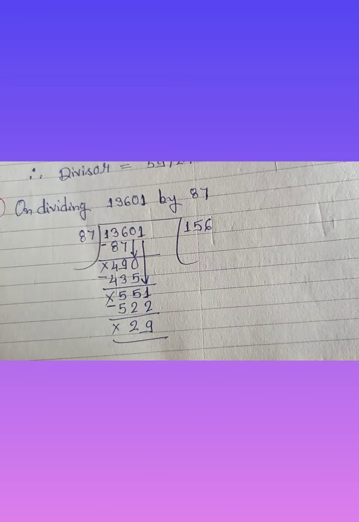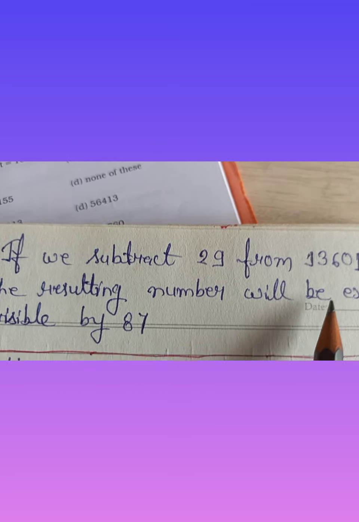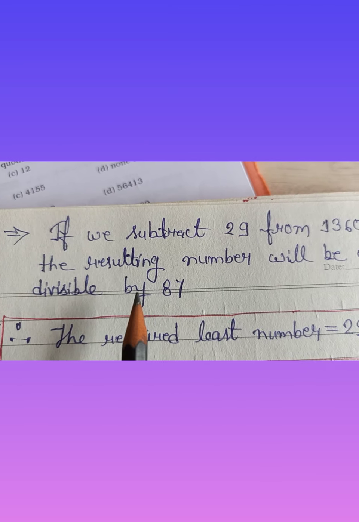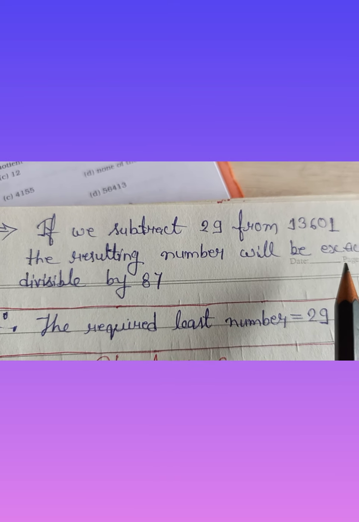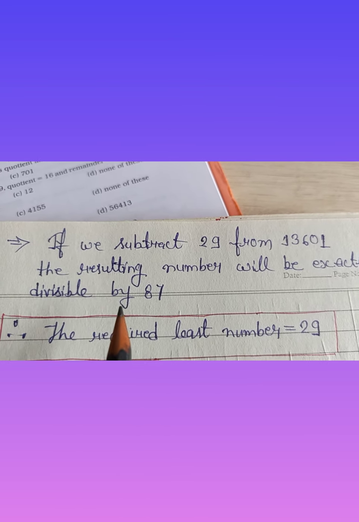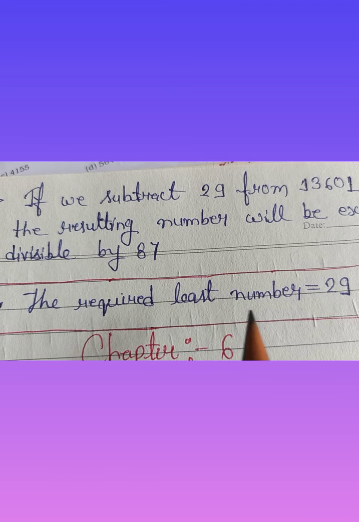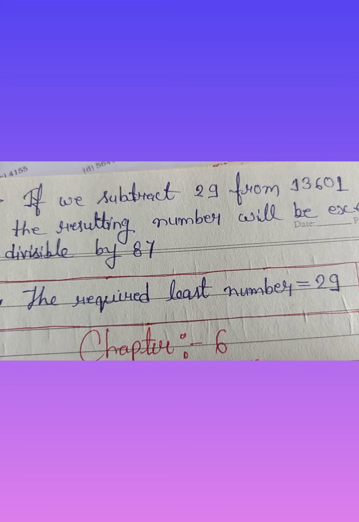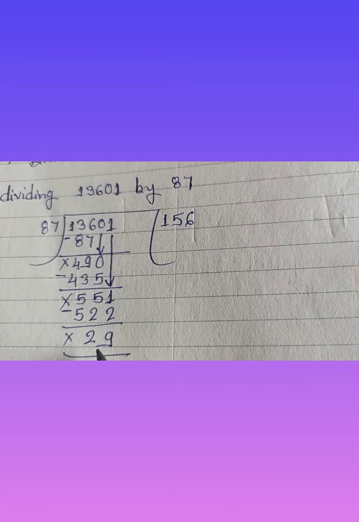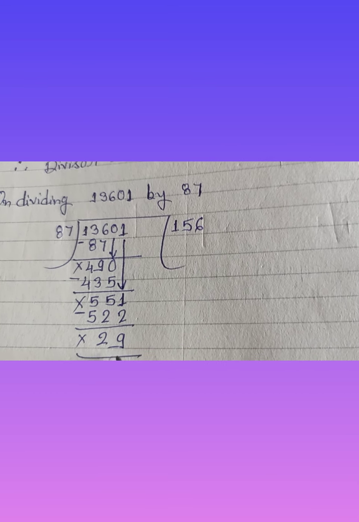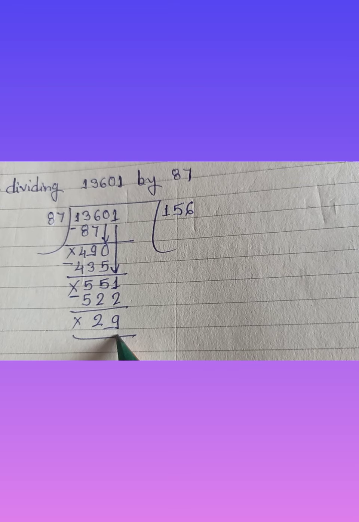So if we subtract 29 from 13,601, the resulting number will be exactly divisible by 87. So finally the required least number is 29. How does 29 come? It is the remainder that is left. That remainder is our required least number.